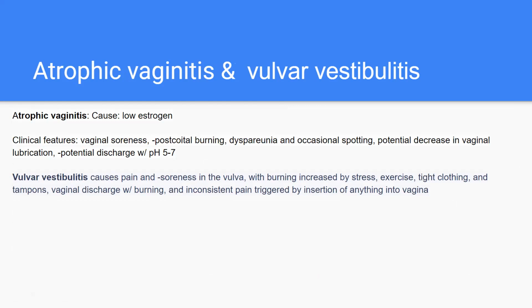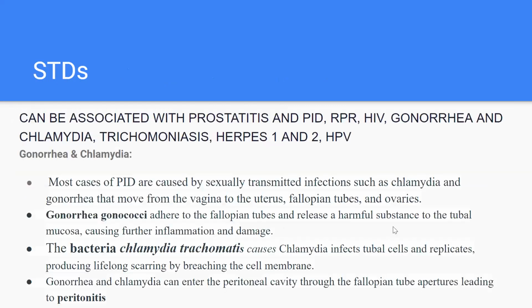Vestibulitis causes similar pain in the vulvovaginal area, but usually with a burning sensation when they urinate. They have increased sensitivity of the skin in the pelvic area, especially during exercise and when wearing tight clothing. They have a burning sensation with vaginal discharge and an inconsistent pain, especially during sex.